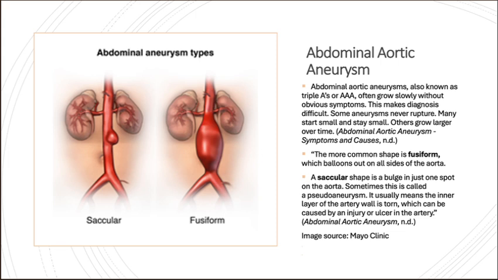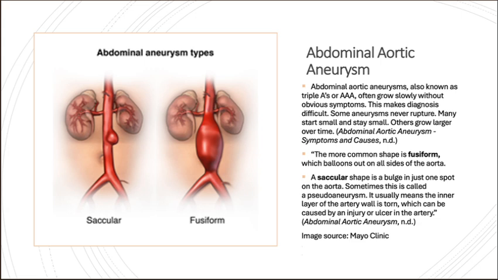There are multiple shapes that these aortic aneurysms can form. The most common shape is called a fusiform, and this essentially just looks like a balloon out of the sides of the aorta. It looks extremely, almost distended.